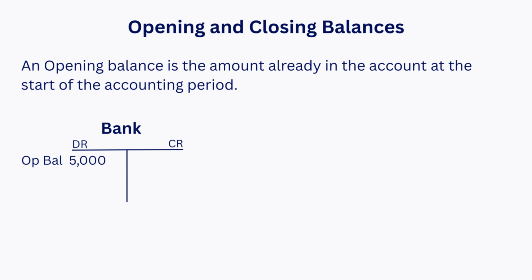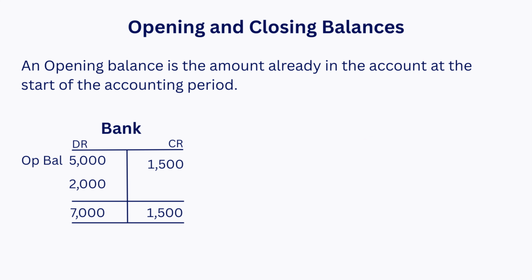Example: opening balance is £5,000 debit. Money received £2,000 debit. Payments made £1,500 credit. Total debits is £7,000 and total credits is £1,500. Closing balance is £5,500 debit. That closing balance then becomes next month's opening balance.